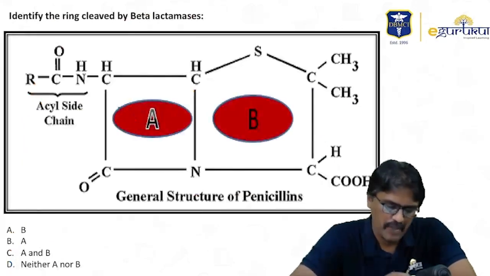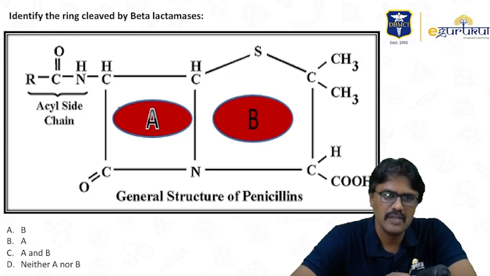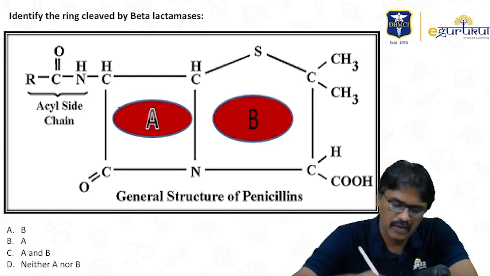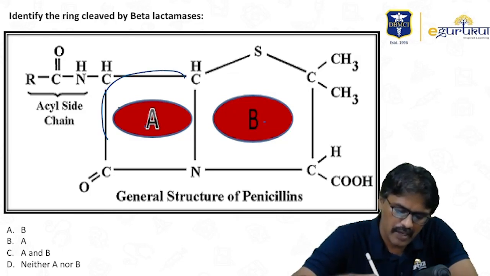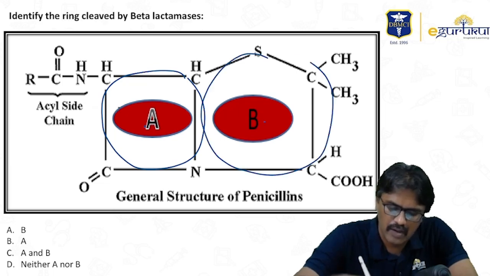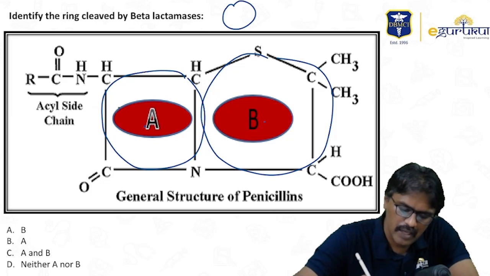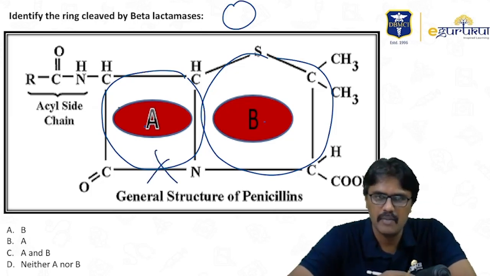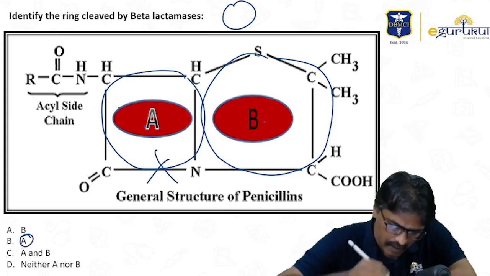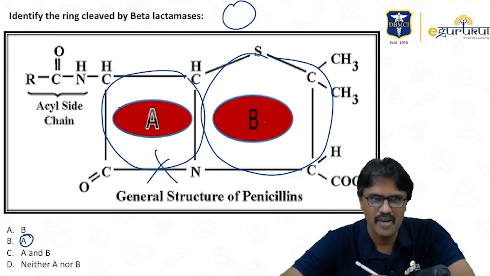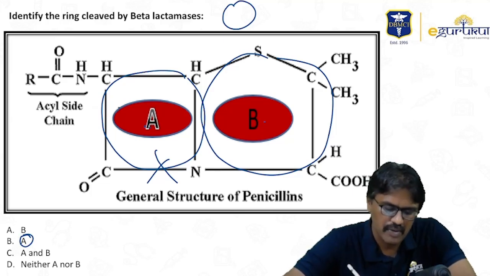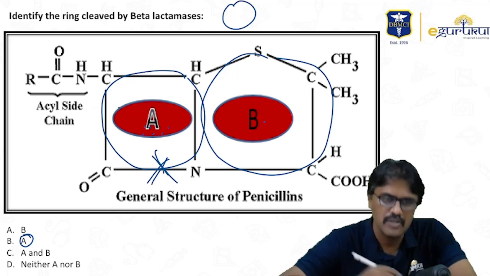Now identify the drug cleaved by beta lactamase. Identify the ring. So we have A and B ring. This is the beta lactam ring and this is the thiazolidine ring. Beta lactamases are enzymes produced by the bacteria, so they mainly cut the beta lactam ring. So the answer will be A. So there is some confusion, so just remember for your exam, this is the beta lactam which is being cut.